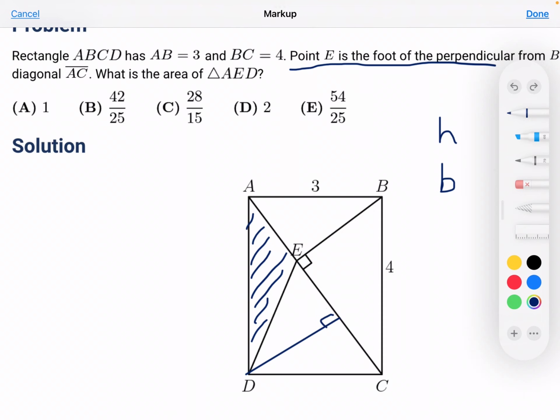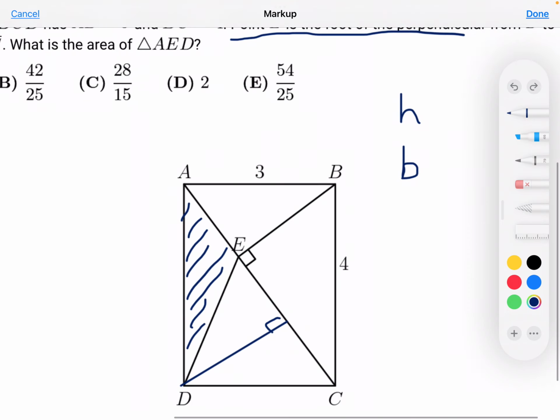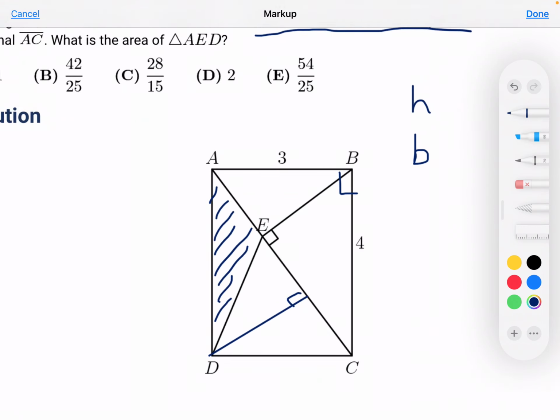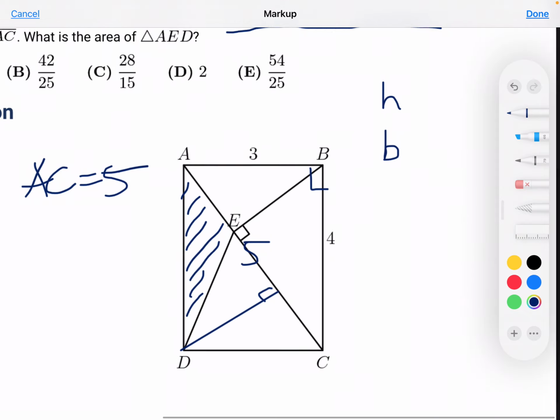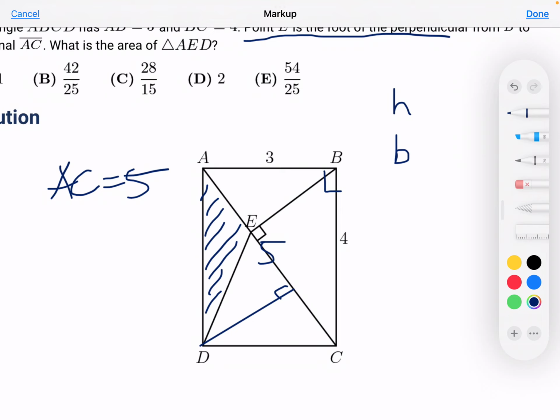And now you will notice, wait a minute, this is the same as this. So what is that? Well, notice this is a 3, 4, 5 triangle, right? It's a right triangle because it's in a rectangle. So AC is 5. Now, the area of ABC would be 3 times 4, 12, divided by 2 is 6.